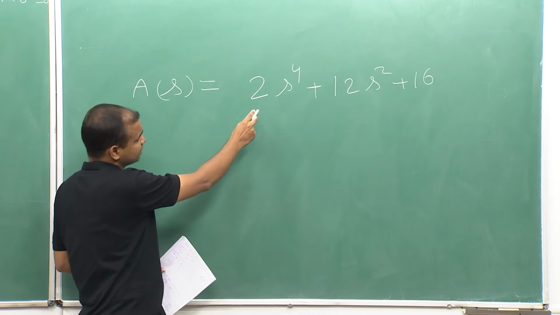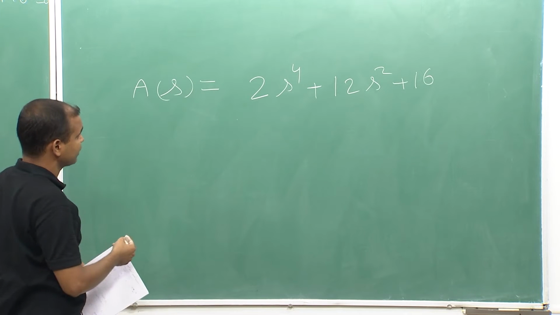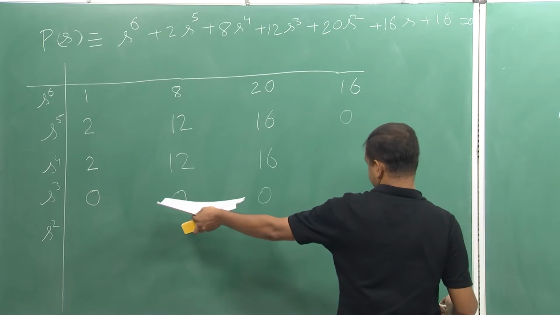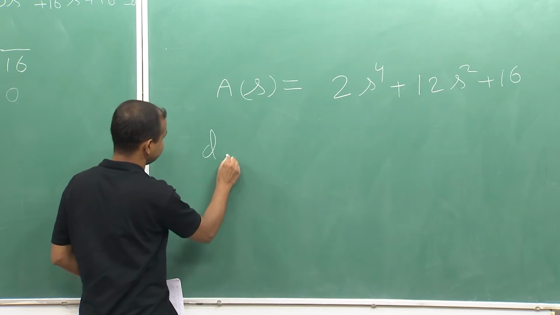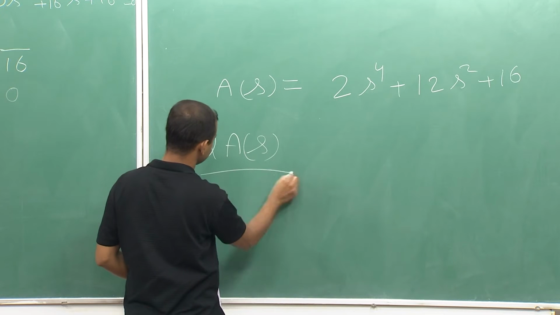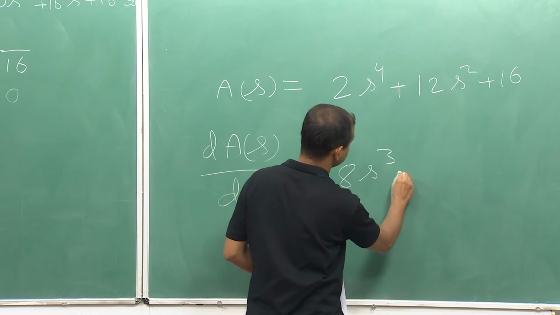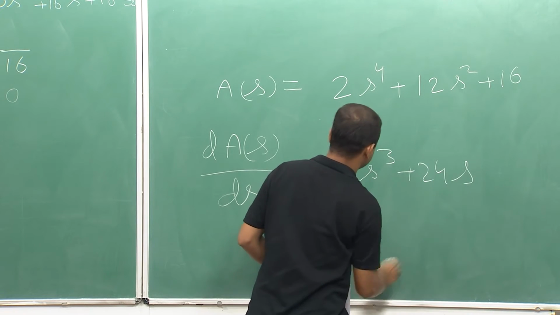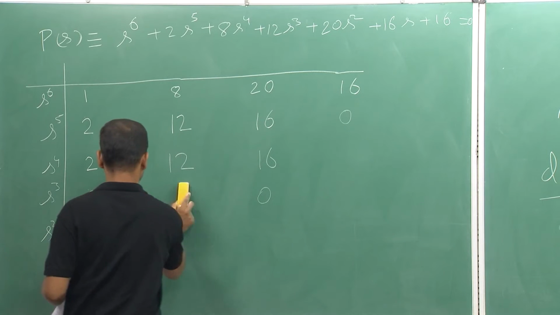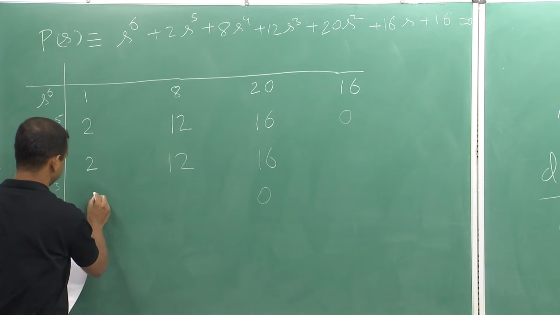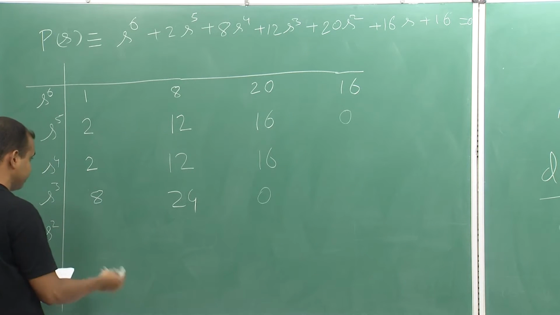After differentiating this auxiliary equation, whatever coefficients I get, I will replace the row containing all zeros with those new coefficients. If I write dA(s)/ds, I will get 8s cube plus 24s. So, the coefficients I will write here are 8 and 24, and I will proceed by the Routh array.